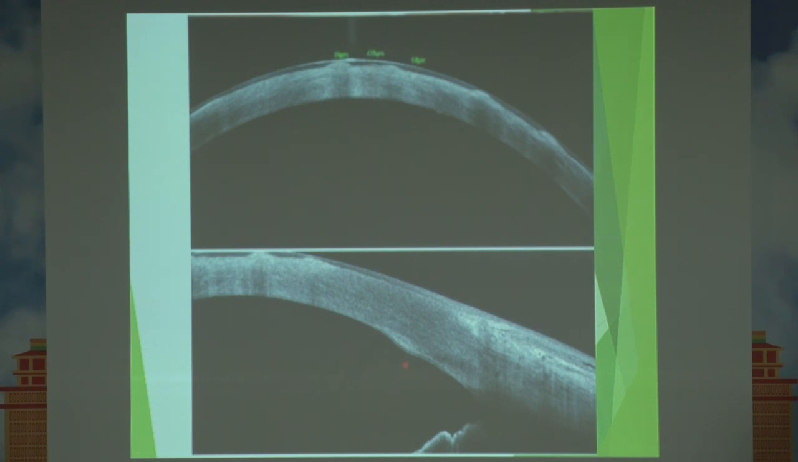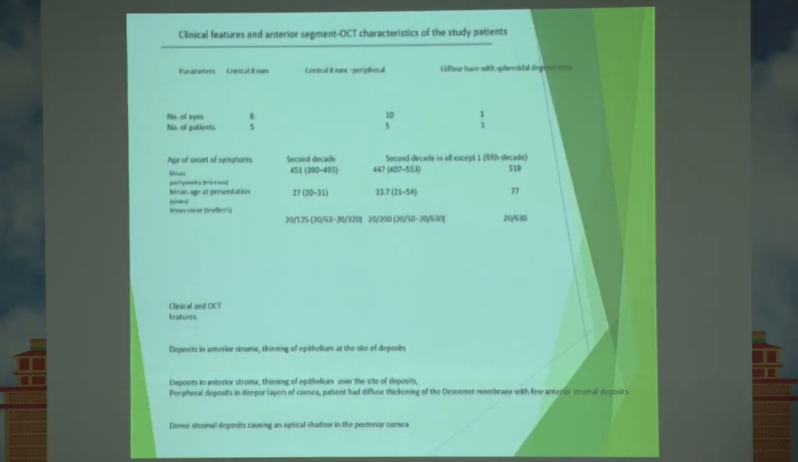This is the figure of macular stromal dystrophy involving the center and the peripheral part, and this is the OCT of that case, showing the hyperreflectivity in the center and the peripheral cornea. This is the table, where six eyes had central MCD, 10 eyes had central plus peripheral MCD, and one had diffuse haze with spheroidal degeneration, where the center and the periphery could not be distinguished.